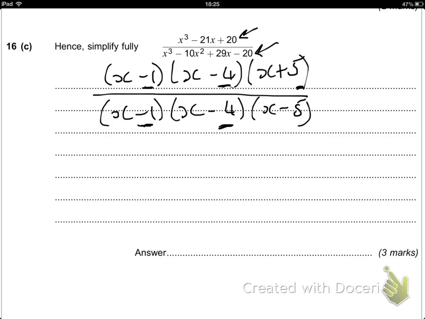Now to factorise and simplify fully, your x minus 1's cancel, your x minus 4's cancel, so your final answer is x plus 5 divided by x minus 5.